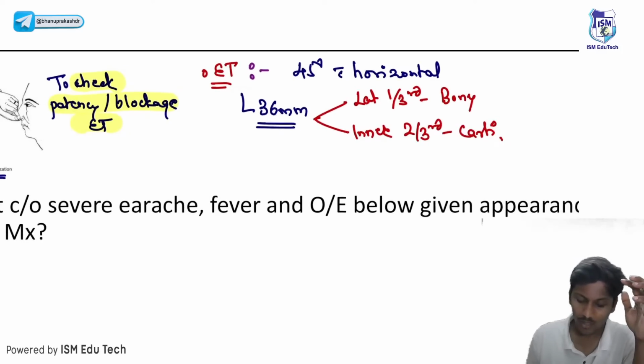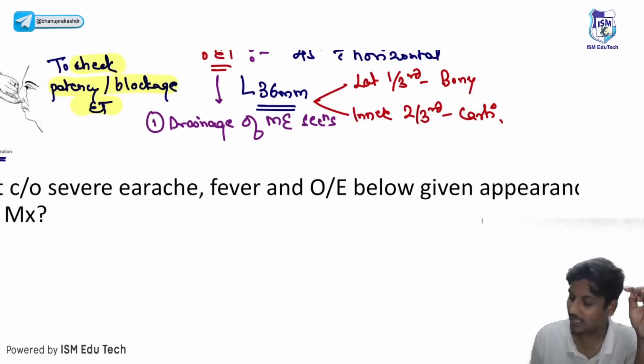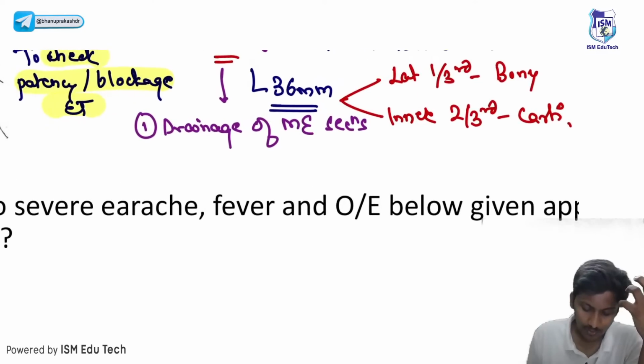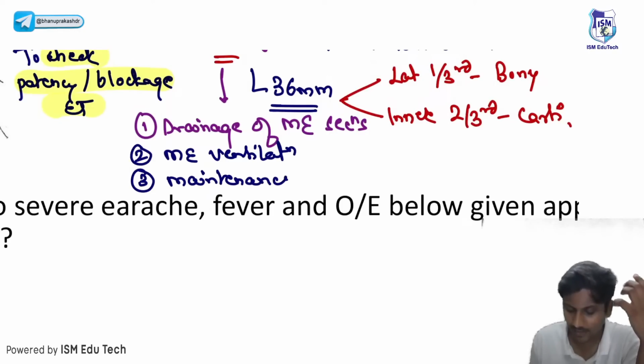Okay? And what are the functions of your eustachian tube? As I've told you, one was drainage of the middle ear secretions. Whatever secretions are produced in the middle ear are to be drained into the nasopharynx, and that is done with the help of the eustachian tube. Second was middle ear ventilation. Yes, it helps in maintaining the ventilation in the middle ear. And third was maintenance of air pressure inside the middle ear.